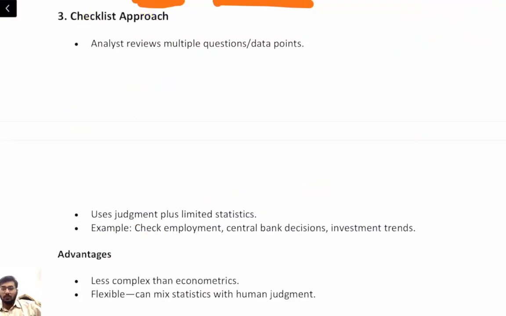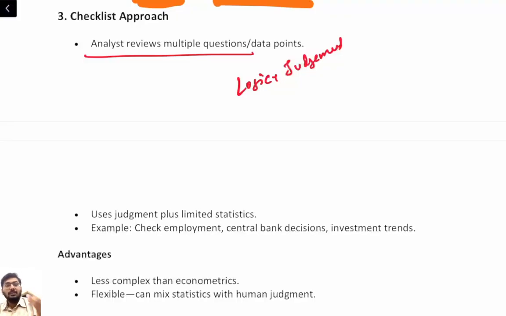Clear? Now coming to the third approach, that is your checklist approach. If I am an analyst, I will use my logic plus my judgment to analyze the given situation. I will review multiple questions, multiple data points. So I will create a checklist of questions like what did the latest employment report say? Is the central bank increasing the interest rate? Are businesses investing more? Based on the answers to these questions, I'll analyze and give a forecast. Clear? So I will use my own judgment and accordingly create a forecast.